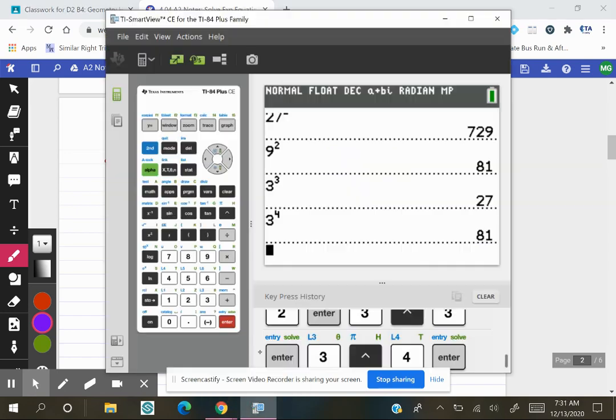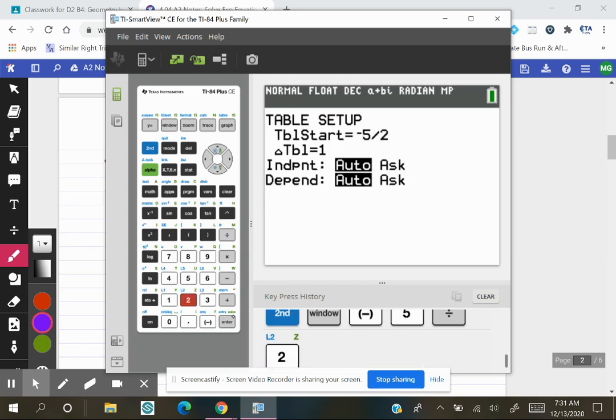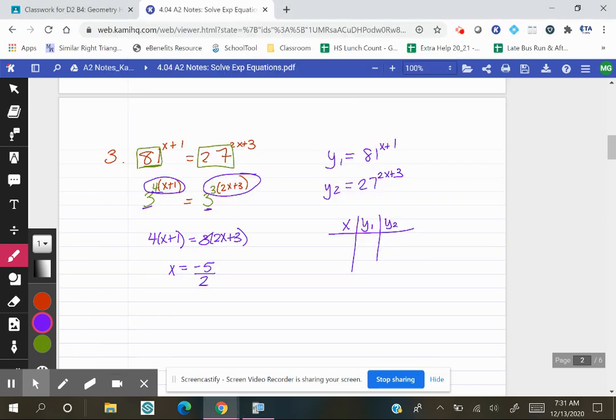But again, to do it in your table, you want to start your table, go to second window, and this time you would start your table at -5/2. The alpha y equals button doesn't work here, by the way. You just have to do the fraction. And you should get something like 0.00137, and you should get that for both, so we know that they check.